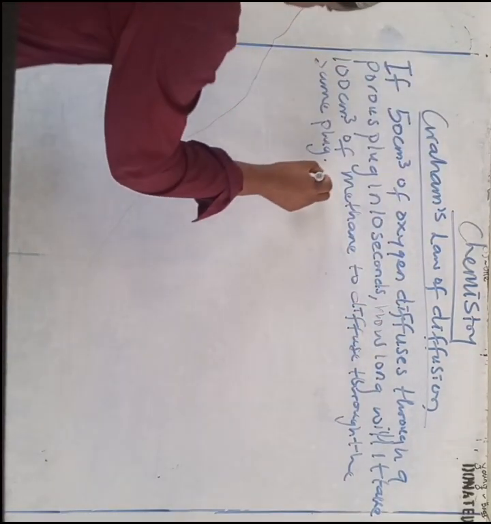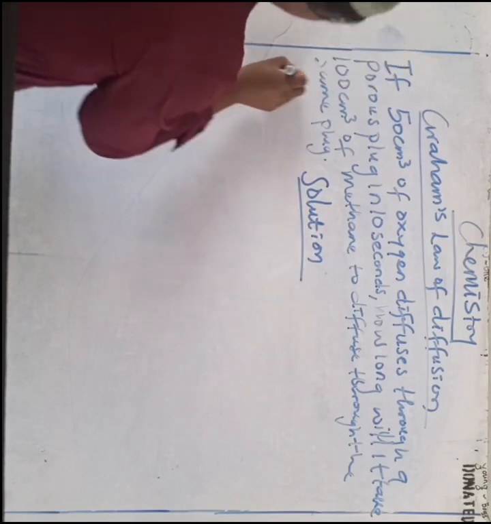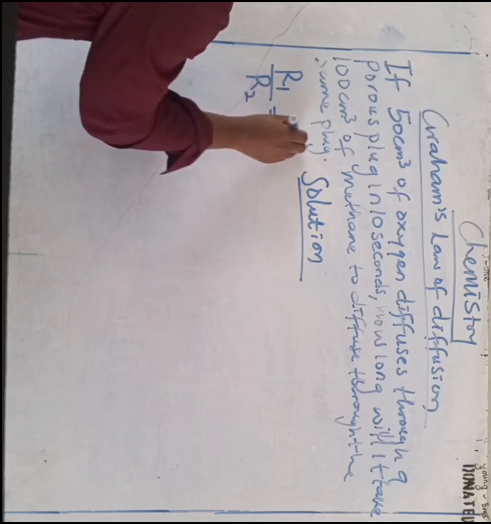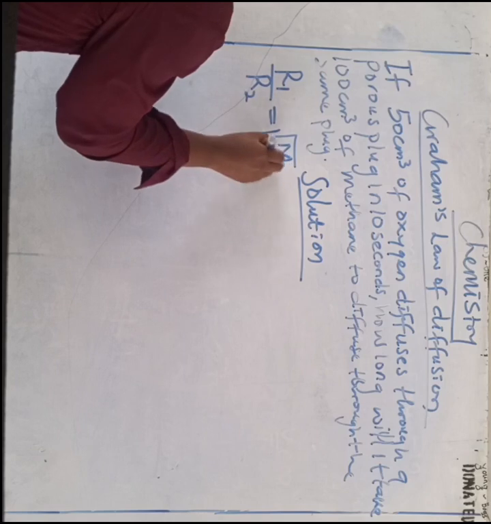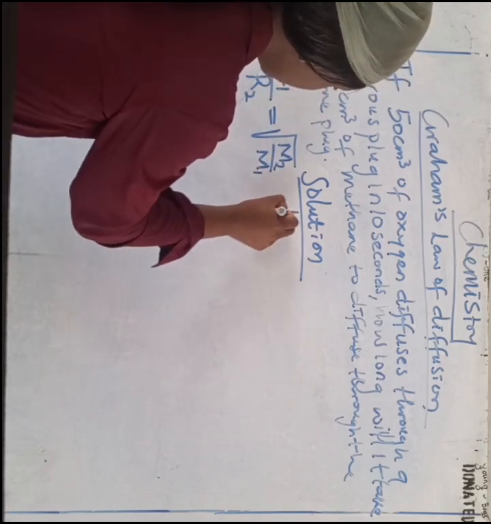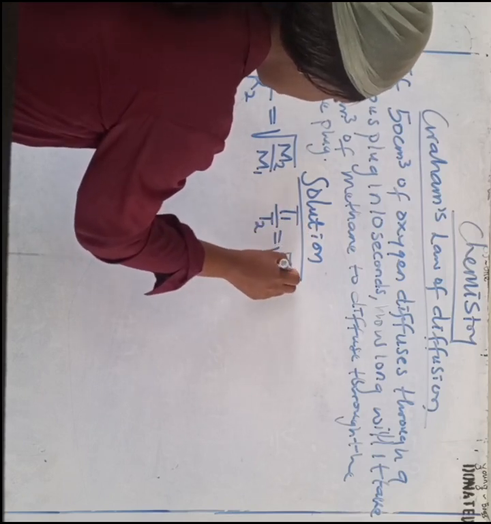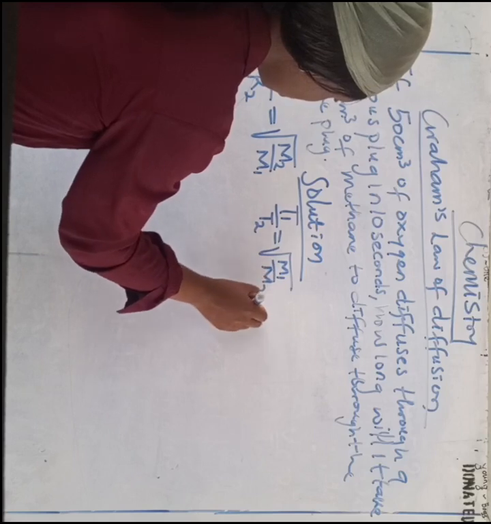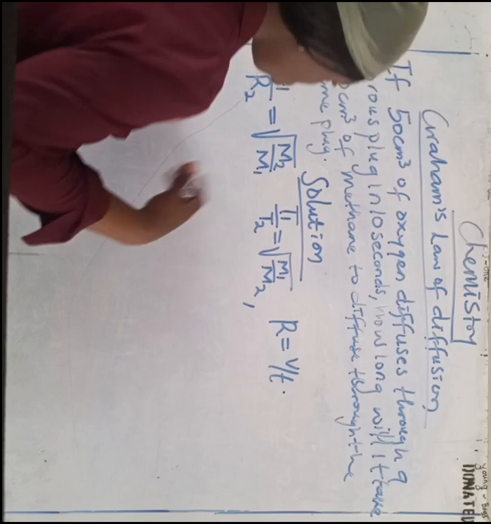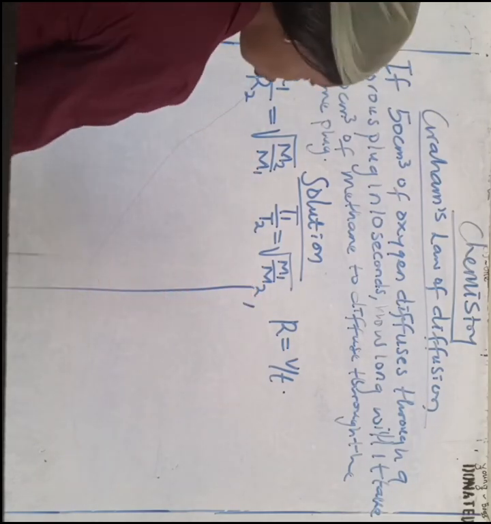Before then, let me write the formulas. I have R1 over R2 equals the square root of M2 over M1. Another formula: T1 over T2 equals the square root of M1 over M2. Then you have rate equals volume over time. So it depends on what is being given to you. That is how you will know what to do.